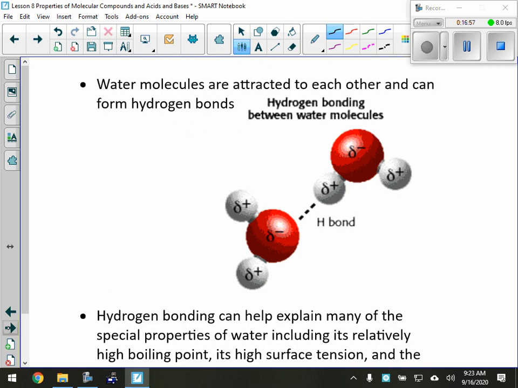Water molecules are attracted to each other and can form hydrogen bonds. I think you need to draw that. So this is a hydrogen bond right here, is what we call this, between these two molecules.